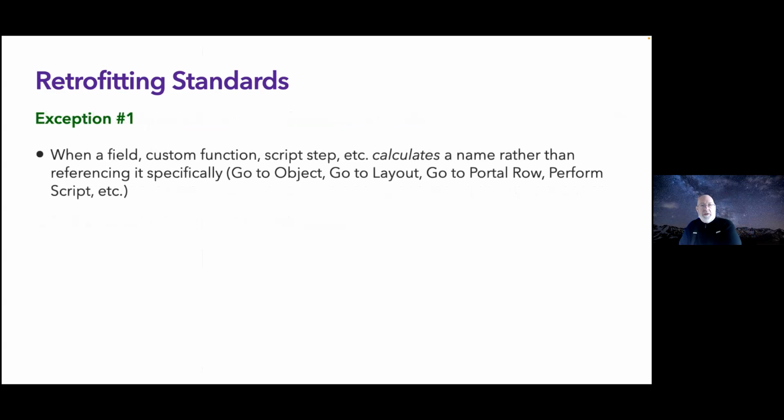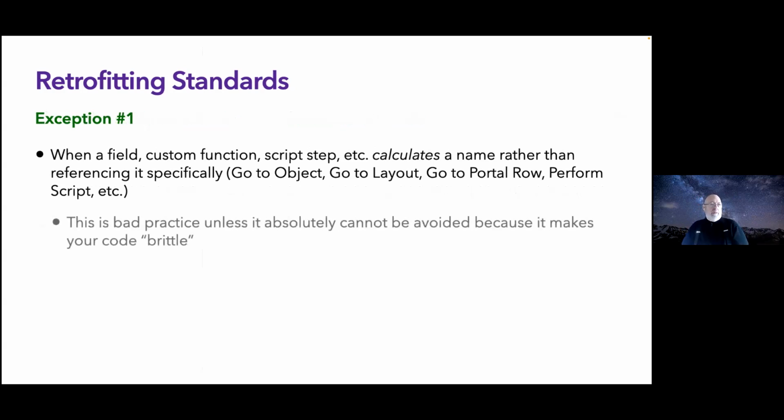The first exception is when a field, a custom function, a script step, whatever, calculates a name rather than referencing it specifically. So go to object by name, go to layout by name, go to portal row by name, perform script by name, whatever. Anything that uses a name calculation in it. The problem with these, unless you're using a custom function like I just described to you, this is really bad practice because it makes your code brittle, and you make minor changes and all of a sudden, holy crap, all this other stuff broke.